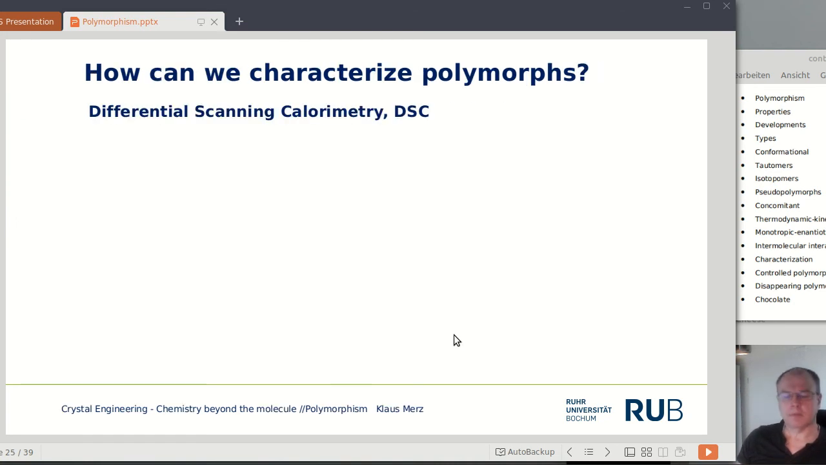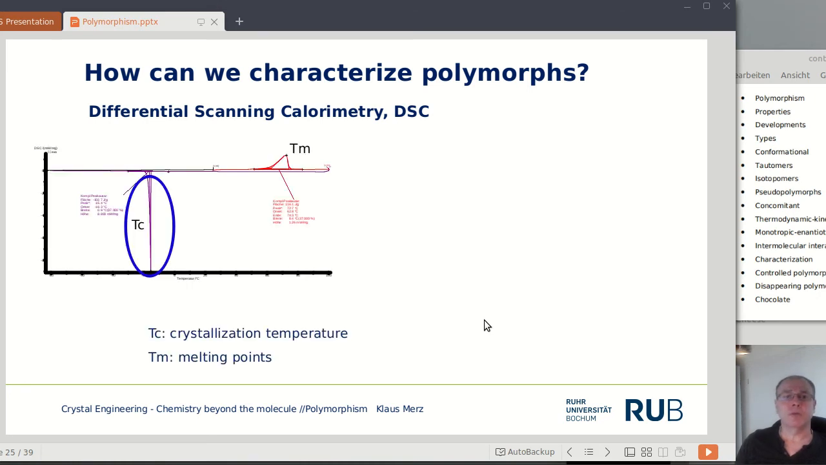Okay. Let's talk about the next point. Let's talk about characterization of polymorphs. There are several well-known methods suitable for characterization. First, let's talk about thermal effects, differential scanning calorimetry. You have a compound and look at the behavior of the crystallizing and melting compound.